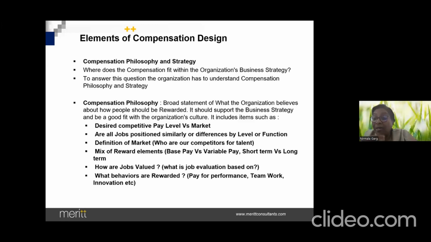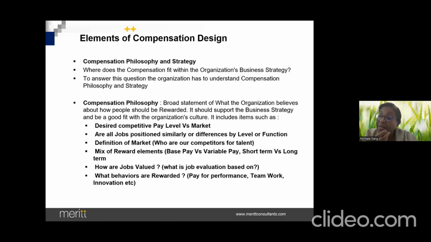Now, if it's an organization where I have to have deep pockets of R&D, then what kind of mix will I have? High base pay, because people won't come and stay with me for the longer term unless I give them a good amount of base. Will it be short term or long term? If I want people to stay for a longer term, I will give them long-term incentives like ESOPs, etc. But if my organization is such that I have to make quick performance, I will be giving them short-term incentives, right? So all this is driven by a compensation strategy, looking at my business goal.